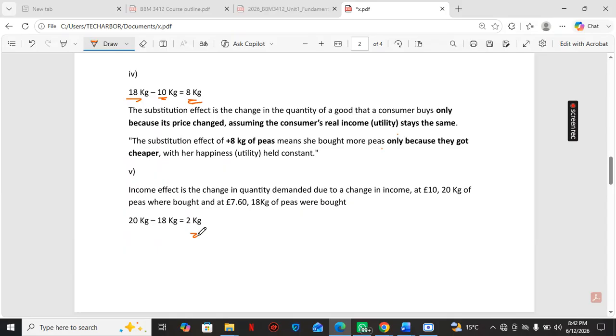As it says, income effect is the change in the quantity demanded due to change in income. When our income was $10, we were getting 20 kg of peas. But when our income became $7.60, the amount of peas we bought dropped to 18 kg. So this 2 kg is the result of the income effect.